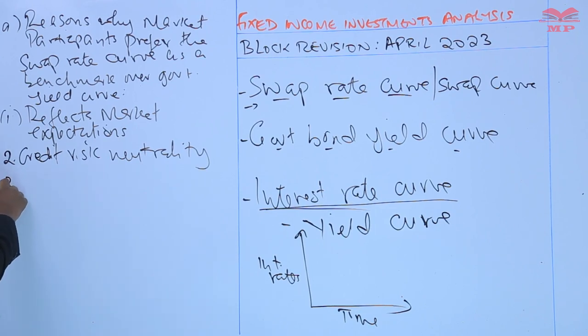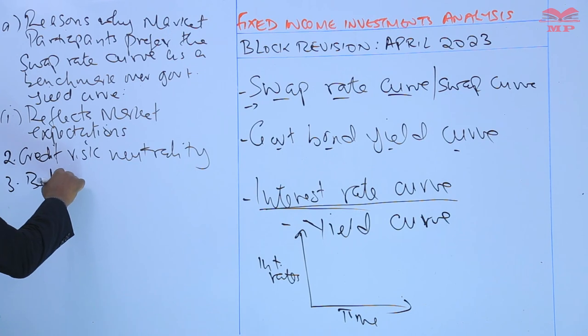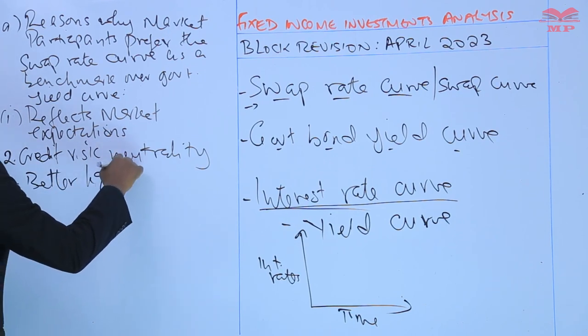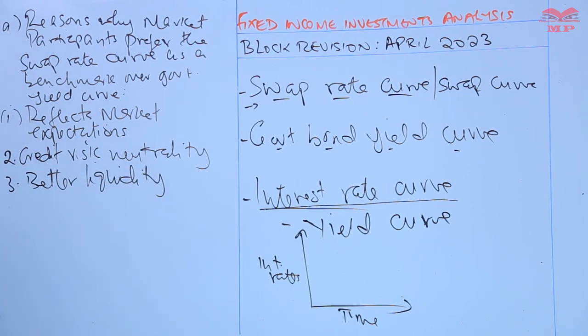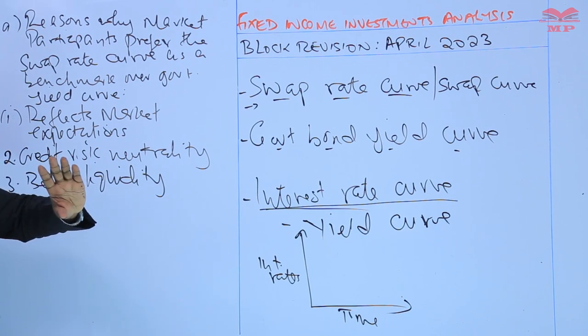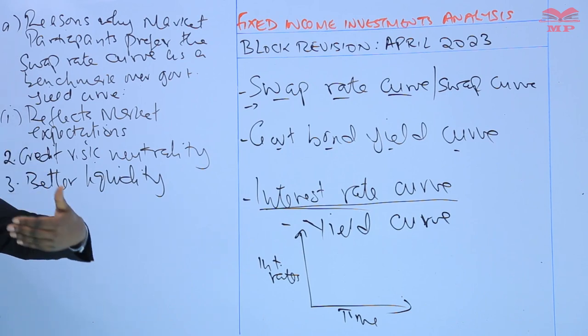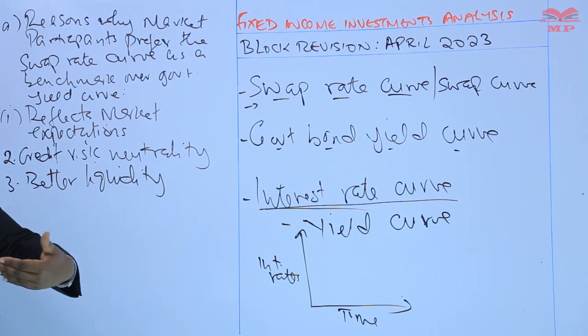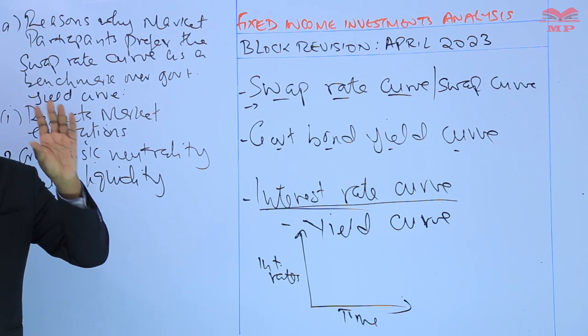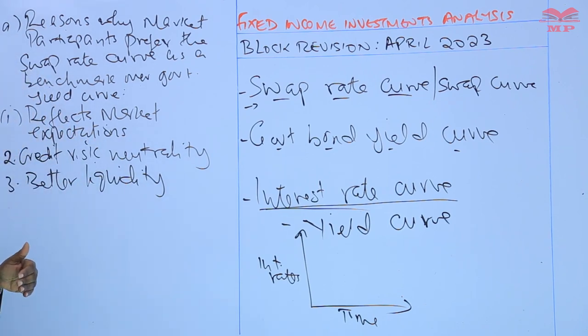Three, better liquidity. Better liquidity is another reason. The interest rate swap market is often more liquid than government bond markets, especially for the longer maturities. And that means that swap rates may provide more reliable and timely information about market expectations and the sentiments in the market.